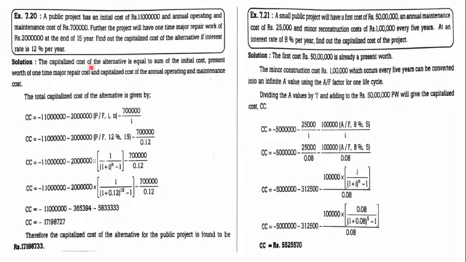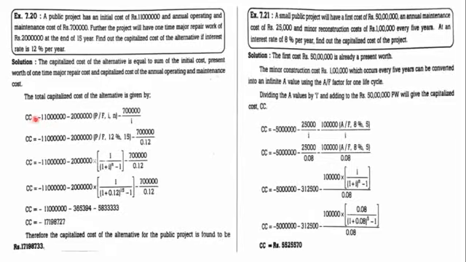So see here, they do exactly that procedure. The capitalized cost of the alternative is equal to the sum of the initial cost, then the present worth of the one time major repair cost, and the capitalized cost of the annual repairing and maintenance cost. The summation of all these costs is equal to the capitalized cost of the project. So basically we have to take the initial cost. There is no engineering formula applied for this. Simply take 1 crore 10 lakh rupees.